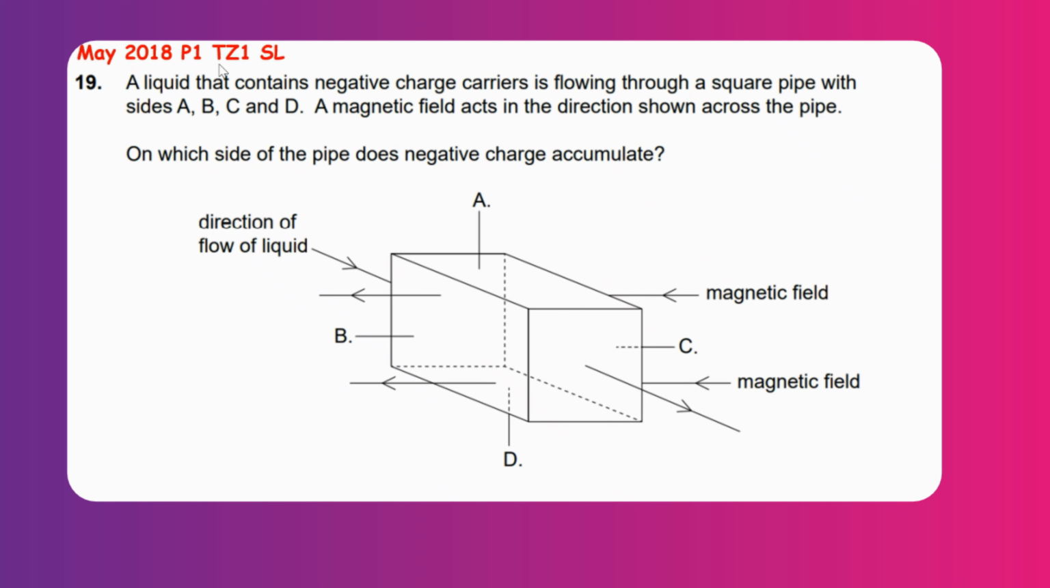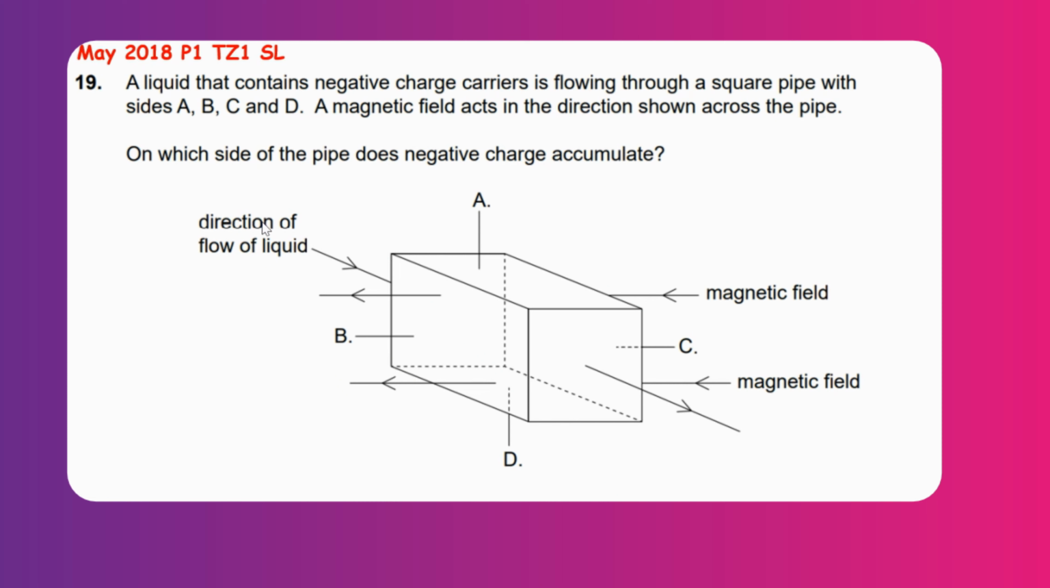2018 paper 1, time zone 1, standard level. This question is for the IB students. Question 19. A liquid that contains negative charge carriers is flowing through a square pipe with sides A, B, C, and D. A magnetic field acts in the direction shown across the pipe. On which side of the pipe does negative charge accumulate?